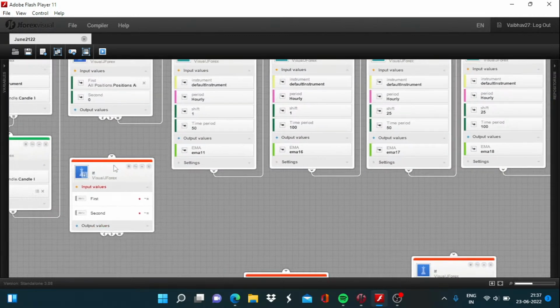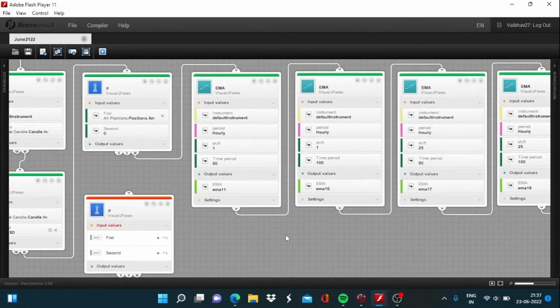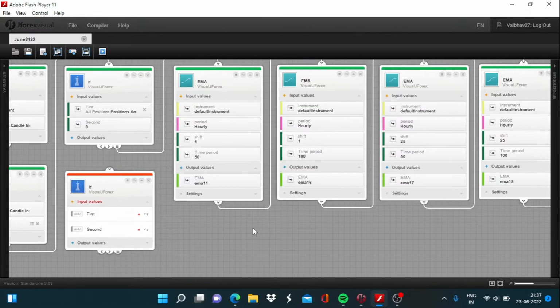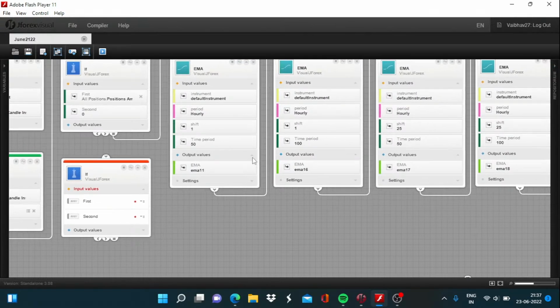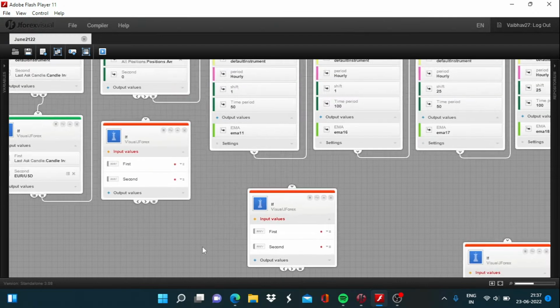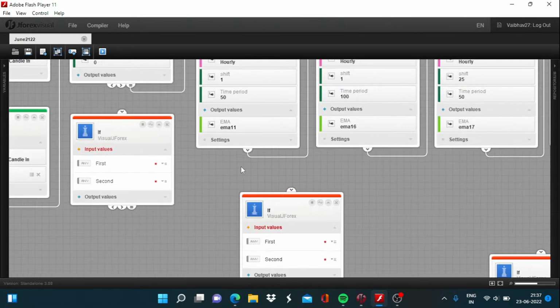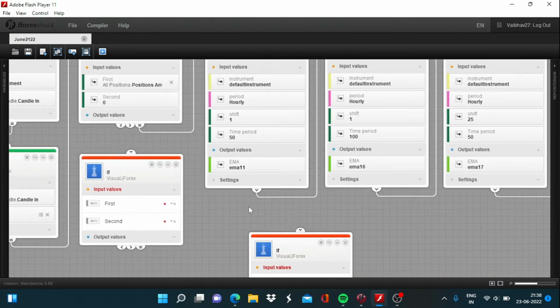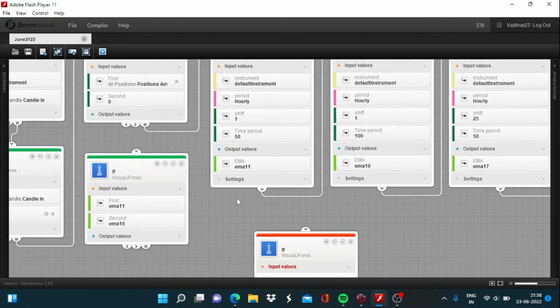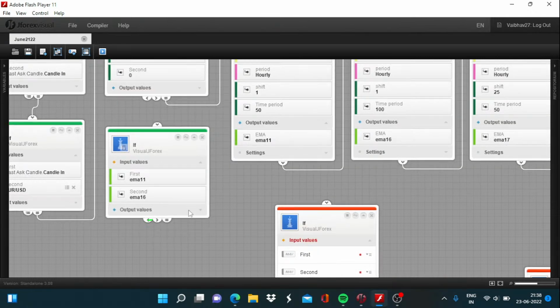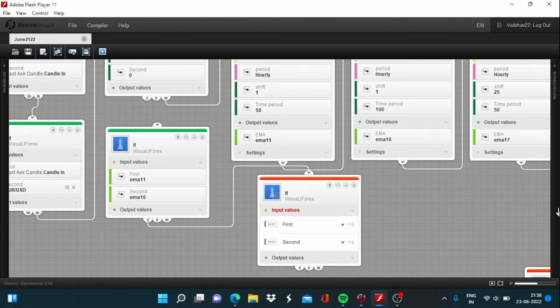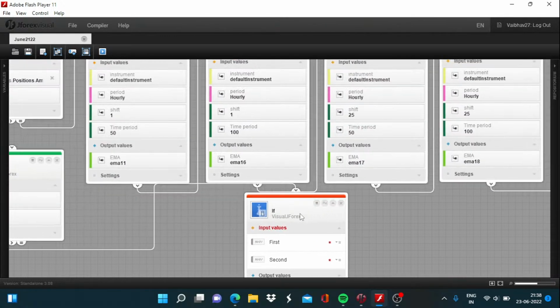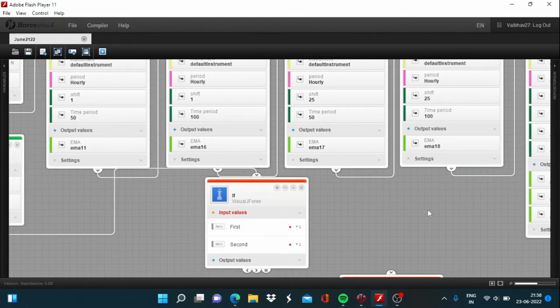Now coming to defining the conditions using the EMA, we need EMA 11, which is the last hour's EMA 50, to be less than the EMA 16, which is the 100 EMA for the last hour. So we need first input less than second input, and 25 hours back the EMA 50 should have been higher compared to the EMA 100. So EMA 17 needs to have been higher compared to the EMA 18.